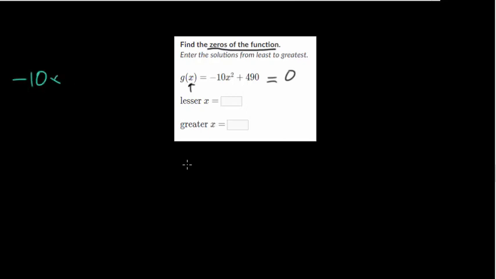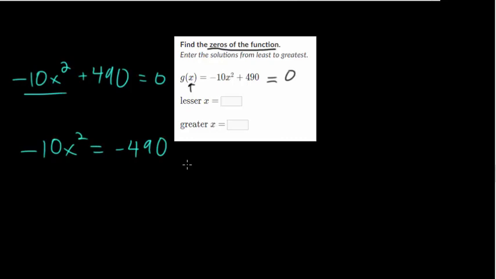We have minus 10x squared plus 490 is 0. And the general strategy is just solve for the squared term. So I'm going to subtract 490 on each side, or I can just add this to the other side. But let's just subtract 490. So I get minus 490. And then I'm going to divide both sides by negative 10 so that I can isolate this x squared term.